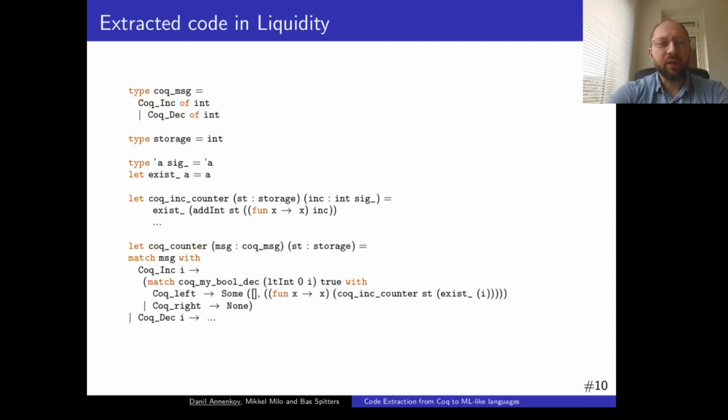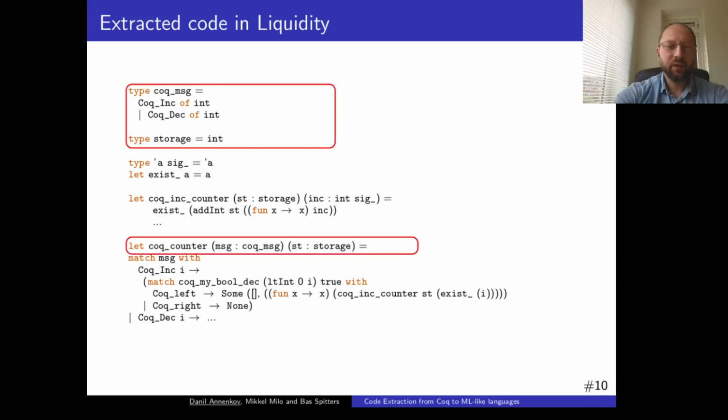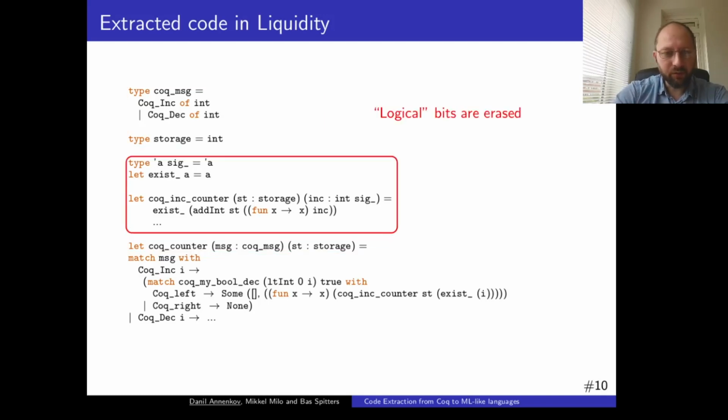Here's the result of extracting this counter contract to Liquidity. The signature of the contract, the entry point, extracts with no surprises. Basically, the type of messages becomes a variant type with two constructors, and storage becomes an alias to the integer type. The interesting thing happens here: the logical bits corresponding to proofs are erased, and the sig type becomes just a wrapper around the value.